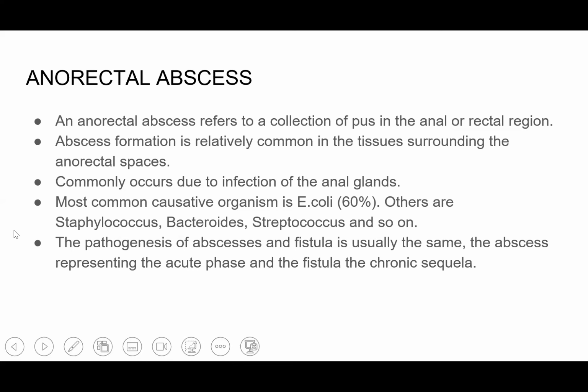So the next condition we'll be looking at is the anorectal abscess. It refers to pus collection in the anal or rectal region. An abscess formation is relatively common in the tissues surrounding the anorectal spaces, and it is commonly due to infection of the anal glands.